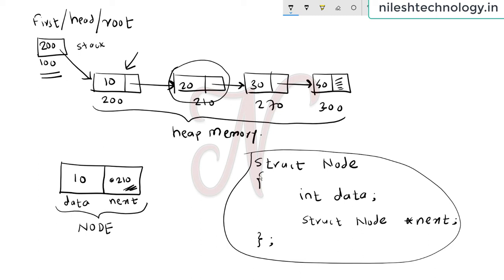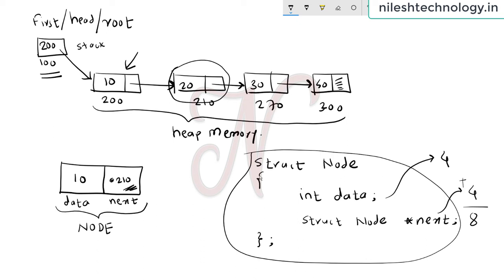Now we find the size of the structure. If you consider that an integer has 4 bytes, this data allocates 4 bytes of memory. And next is the pointer to the next node, so the size is the same as the integer, that is 4. So 4 plus 4, there are a total of 8 bytes of memory for the structure. So every node consumes 8 bytes of storage.